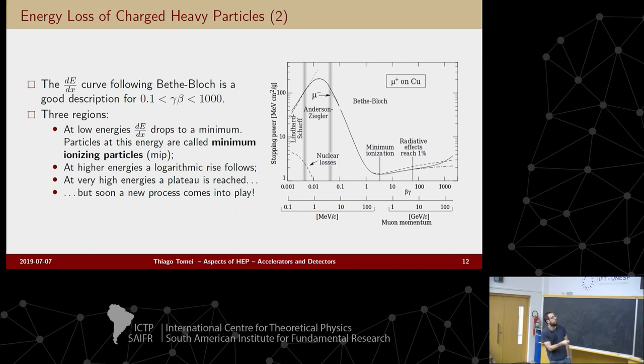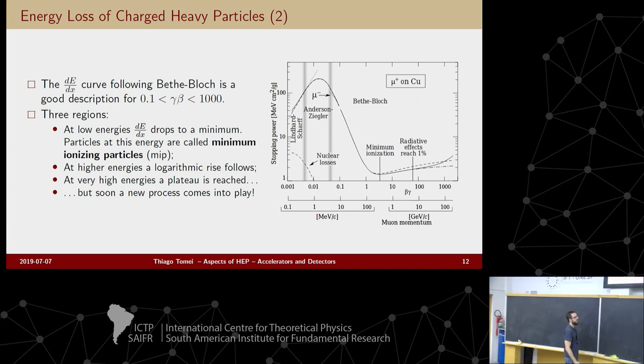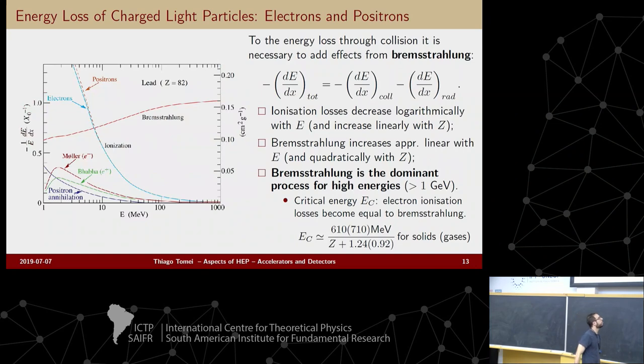This is muons on copper, okay? You see here this auxiliary ruler that tells you that up to muons around 100 GeV. Remember that the mass of the muon is something on the order of 100 MeV, so ultra-relativistic muons. But then a new process comes into play, and that's Bremsstrahlung.